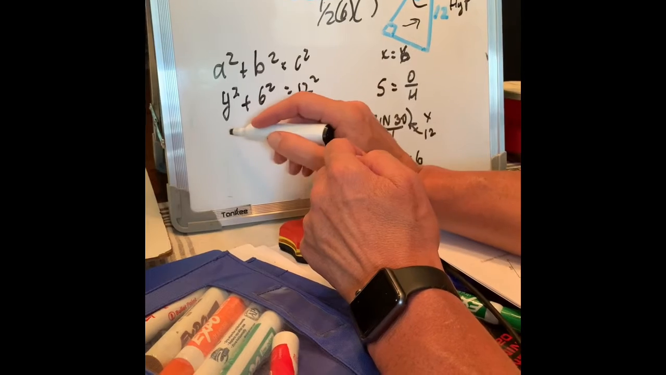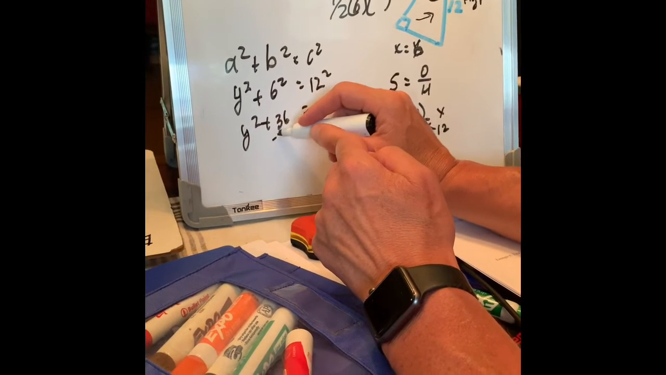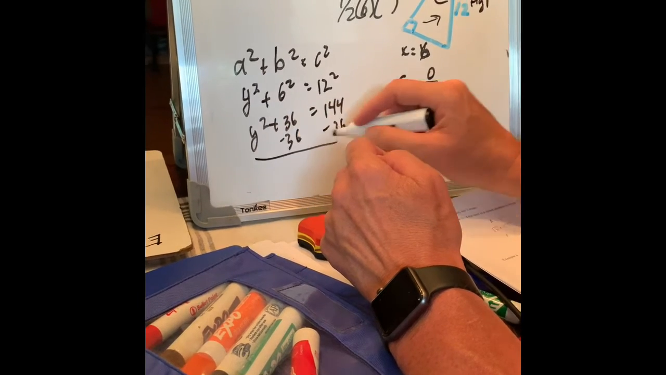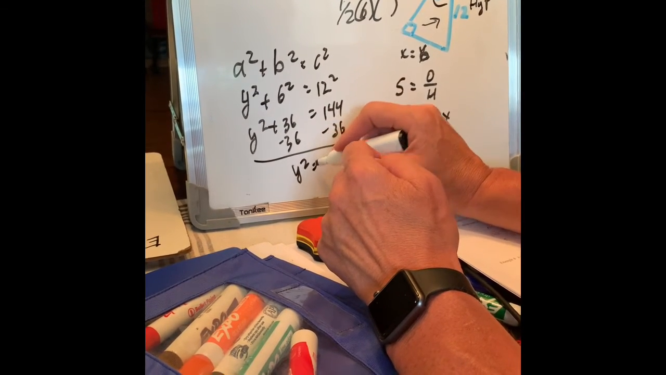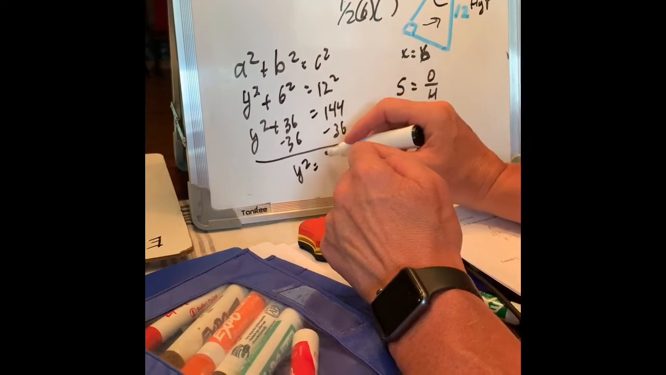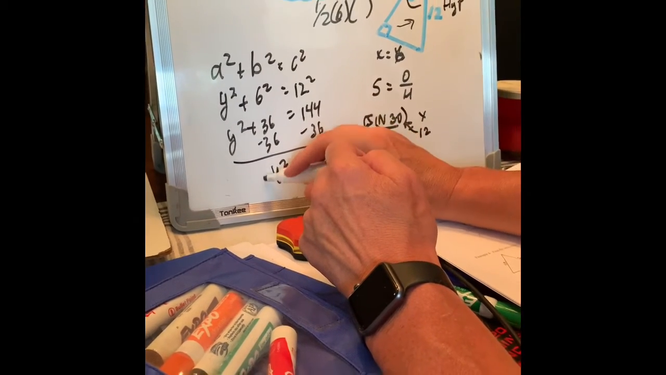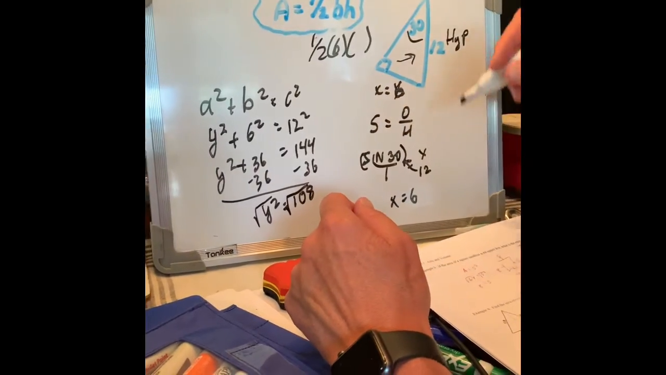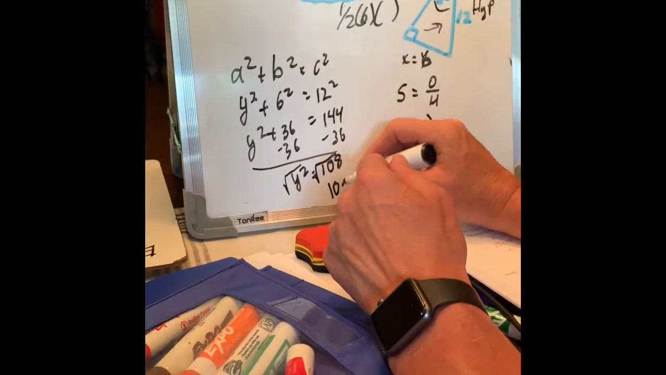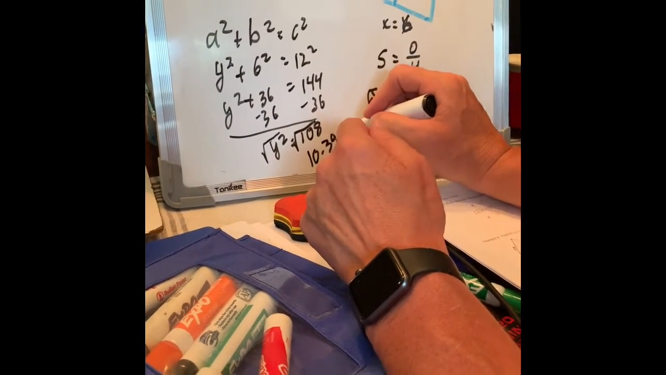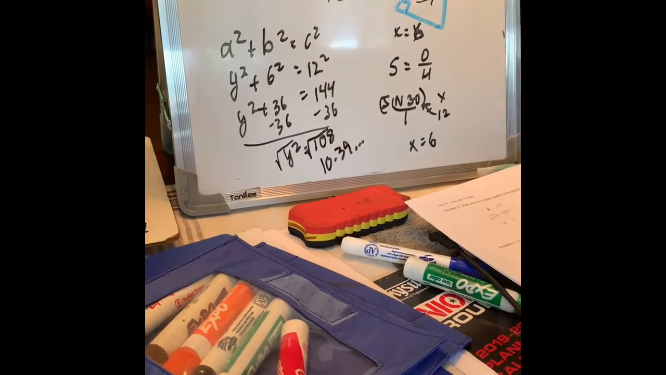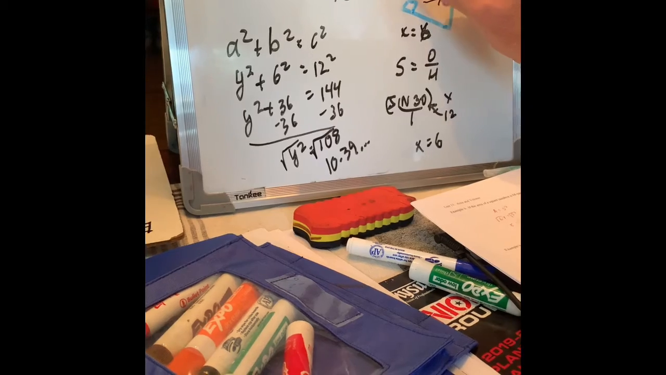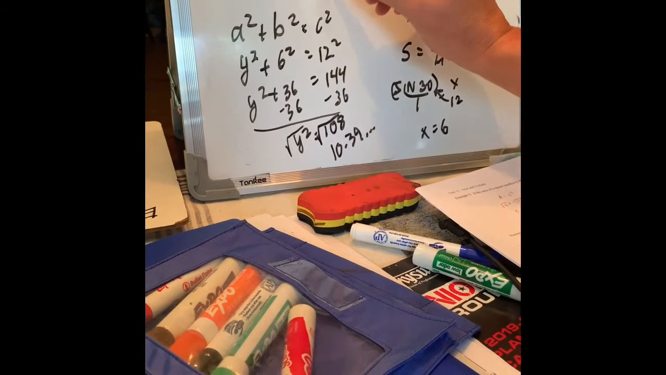And then this one isn't so neat as the other ones. 144 minus 36. Y squared equals 108. And the square root of that comes out to be 10.39 and so on. If you leave that in your calculator, then you just multiply it by the 6.